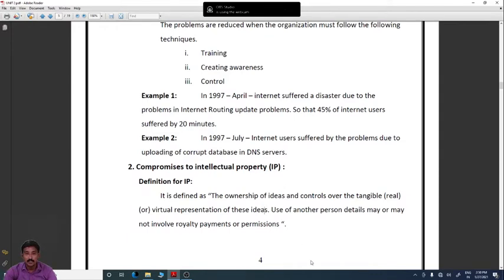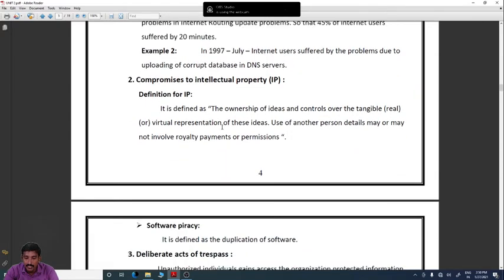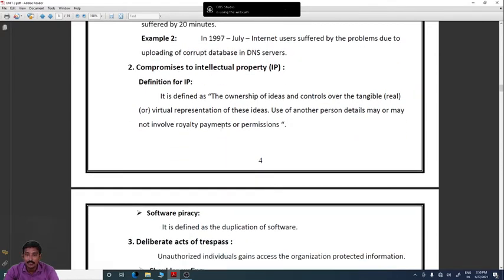Clear? So if another person is trying to use our owned information with or without the royalty permission. Clear? If you want to use the information of other persons, we always need to have a proper royalty. It may be in terms of permission, or it may be some payment. Okay, so that is called compromise of intellectual property. I will give you one simple example for that. That is called software piracy.